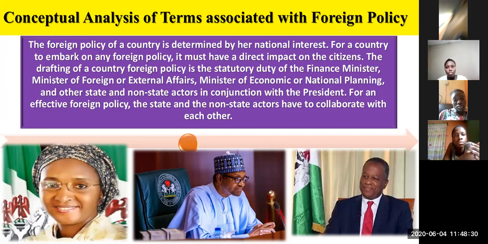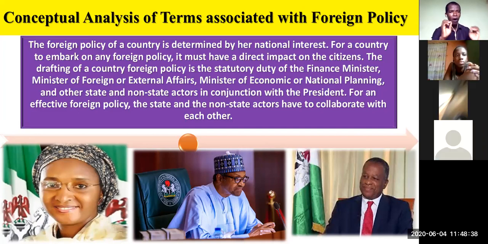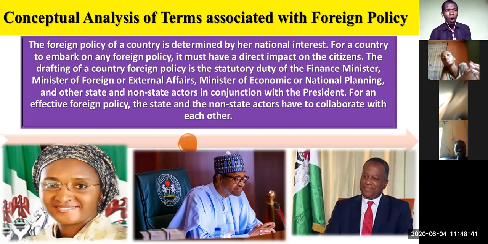Then we also have some state actors. These are the areas I'm going to explain. We have state actors and non-state actors. The non-state actors, I will tell you when we forge ahead. The state actors are the government officials, you can see here, that plan the foreign policy in collaboration with the president of the country. This is the Minister of Finance, President of Nigeria, Minister of Foreign Affairs, Godfrey Onyeama.